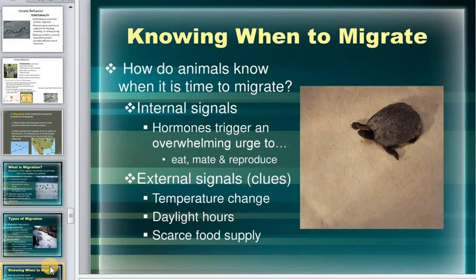And how do animals know when to migrate, what time to migrate? There are some theories: they have internal signals, hormones that trigger it inside the reproductive organs. Signals include temperature changes, daylight hour changes, and even the food supply.